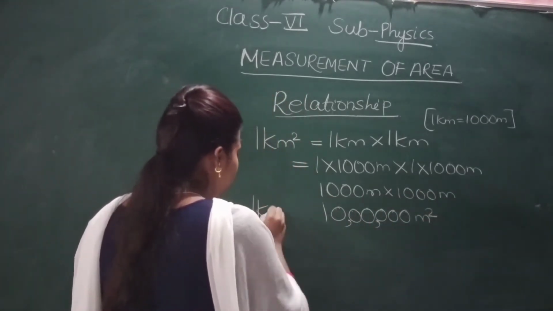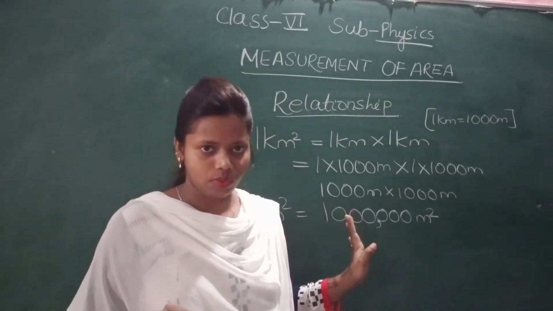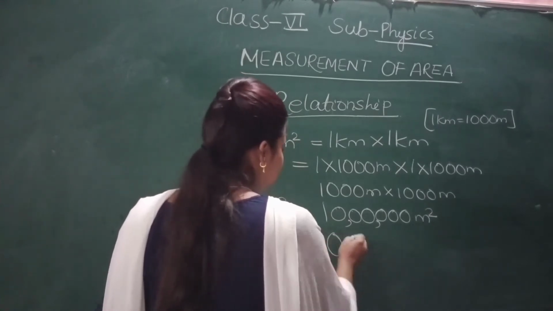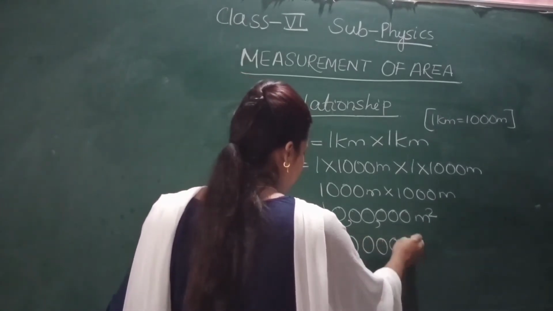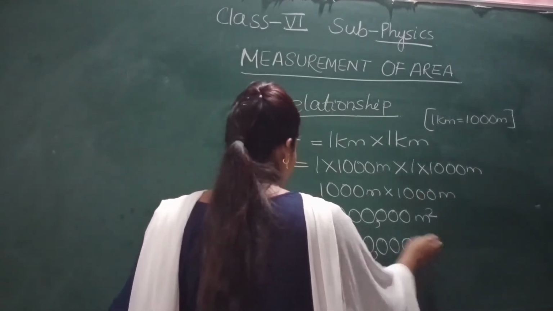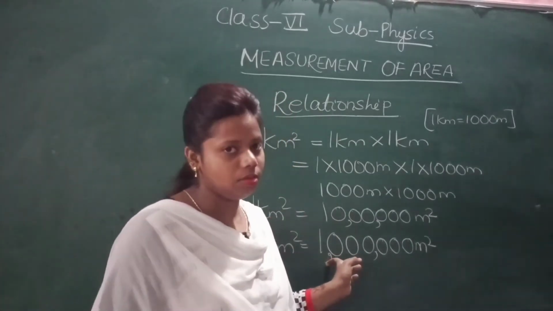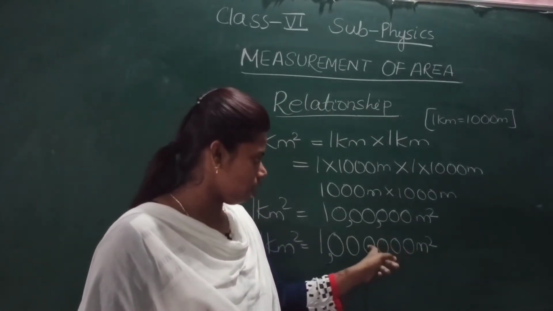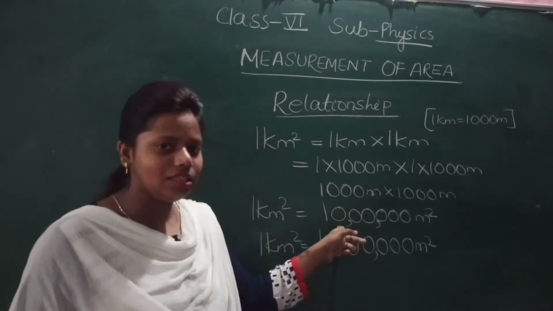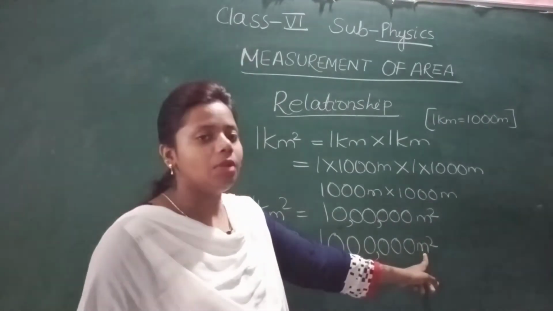Okay, so 1 kilometer square is equal to how much? 10 lakh meter square. We can write this even in the international system; the answer is the same, we just place the commas according to the international system: 3, 3 and 3. So 1 kilometer square is equal to 1 million meter square. Ones, tens, hundreds, thousands, 10,000s, 100,000s, millions. So in the Indian system it will be 10 lakh meter square, and in the international system it will be 1 million meter square.